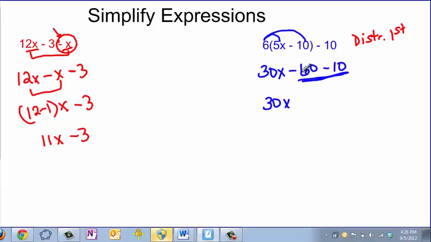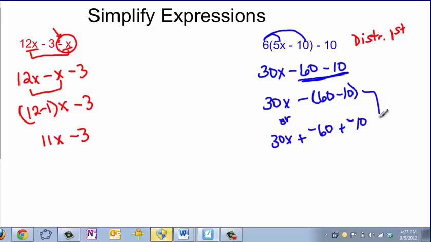And then it's going to be a negative 60 minus 10. Or you might want to think of it as minus 60 minus 10. Or you could think of it as 30x plus a negative 60 plus a negative 10. Either one of these are the same. Okay, if we do it this way, this bottom way, this gives us 30x, and then negative 60 plus a negative 10 more would be a negative 70. Add the same sign, so you add them and assign the sign.